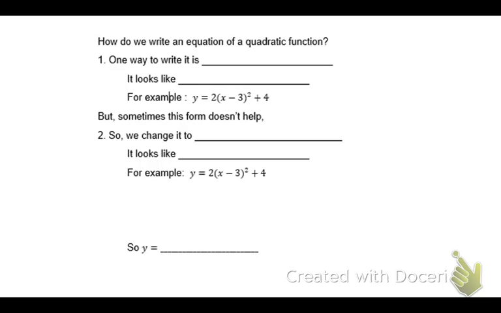Now, how do we write an equation of a quadratic function? One way to write it is in vertex form. And it looks like f of x equals a times x minus h squared plus k. For example, y equals 2 times x minus 3 squared plus 4 is a quadratic function written in vertex form. But sometimes this form doesn't help.